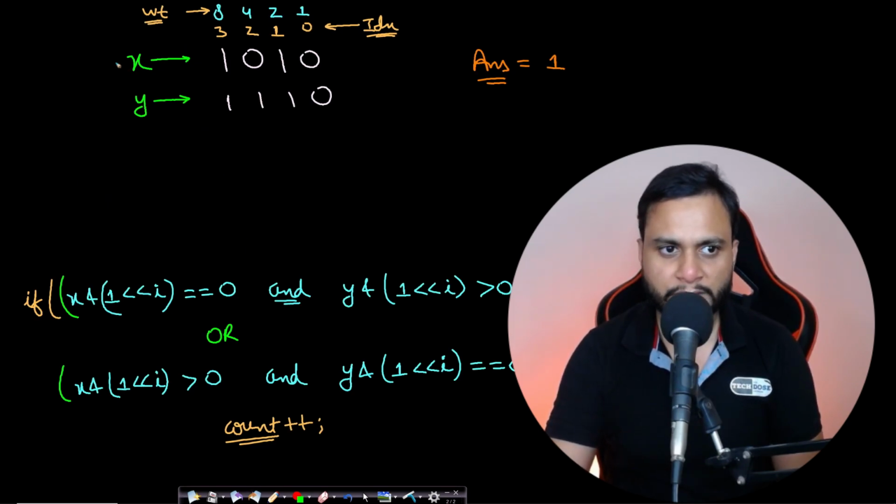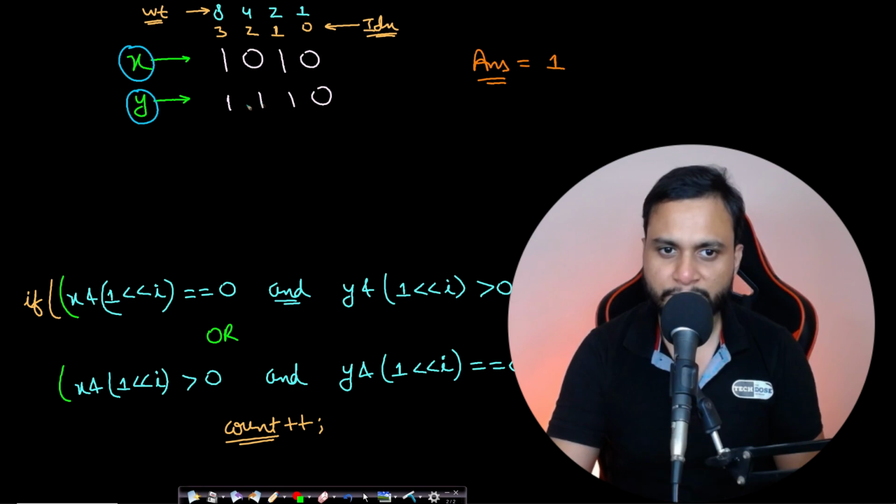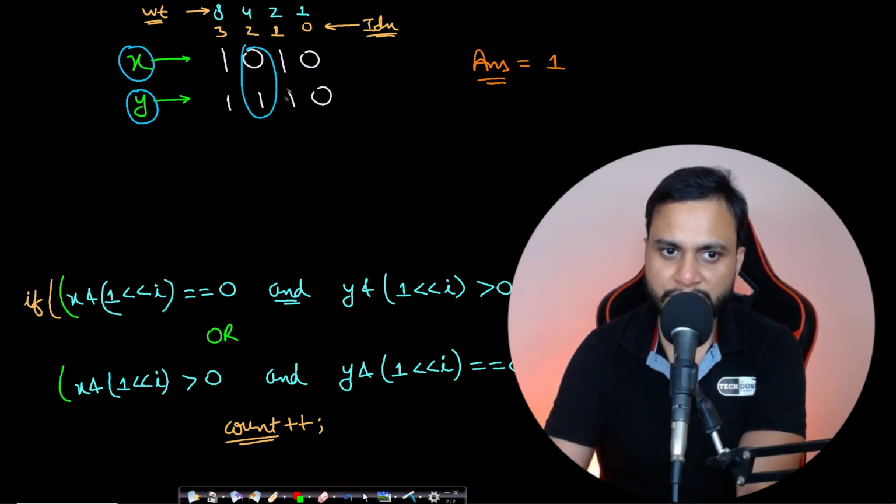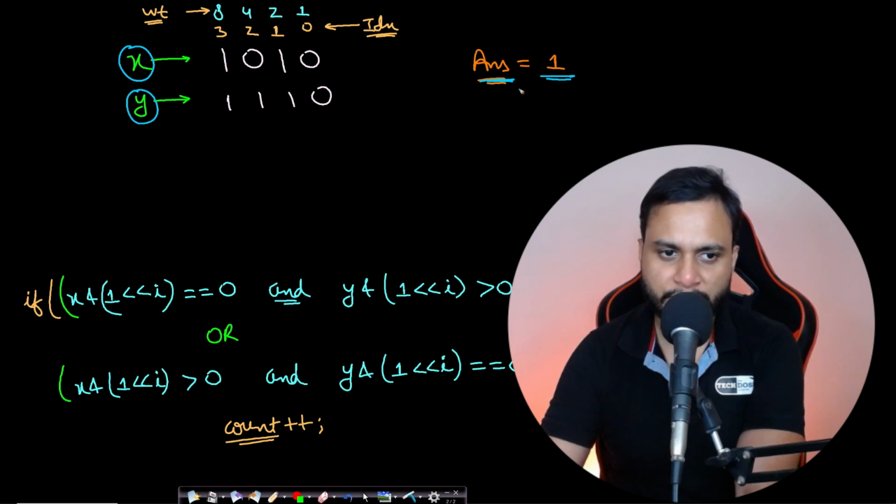In this problem you are given a number x and a number y, and you will be given the decimal representation of it. So the question is, if you convert them into binary, at how many places are their bits actually different. If you look at the 0th position, they have the same bit. If you look at the first position, they have the same bit. If you look at the second position, this is where they are different. And if you look at the third position, again they are the same. So only at one position are their bits alternate, and hence your answer will be one.